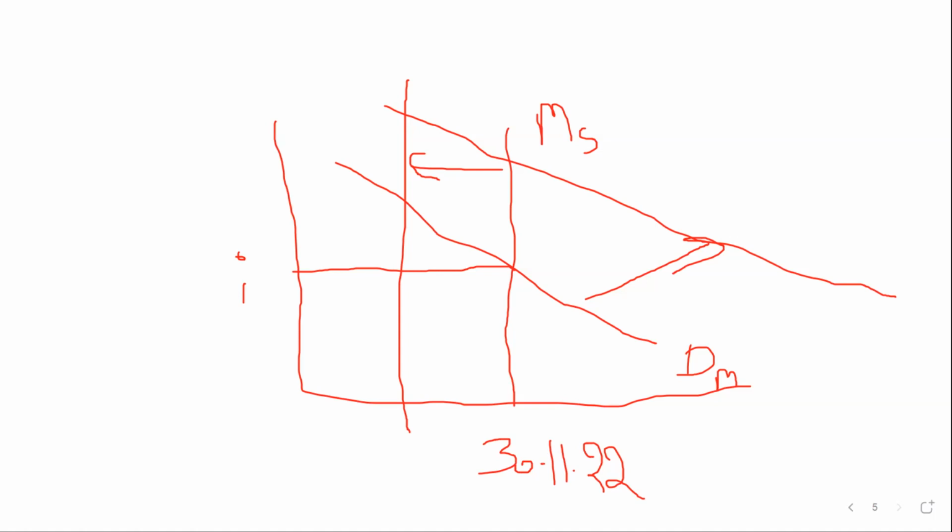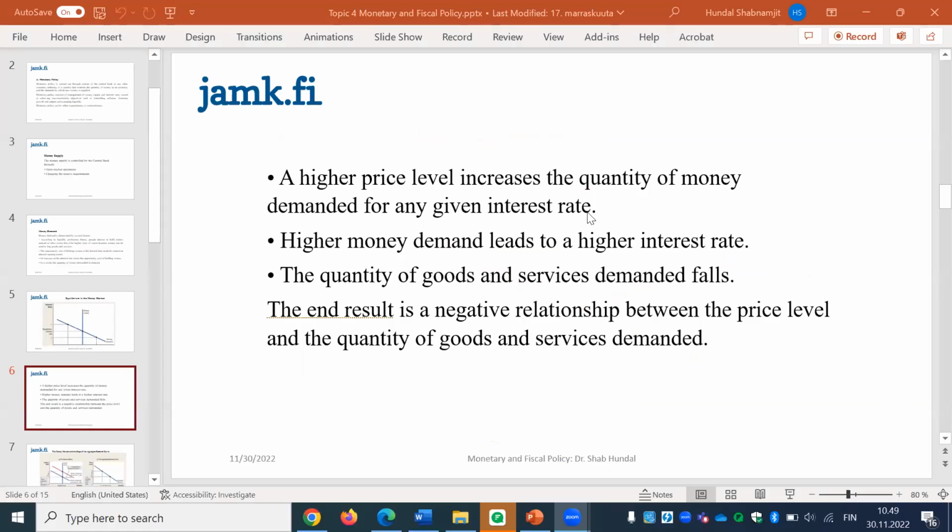All right. Yeah. And a higher price level increases the quantity of money demanded. So you see that when the price of commodities increase, this point is very relevant today. So as you can see from the slide here, that when the prices are increasing, the demand for money also increases for a given interest rate.